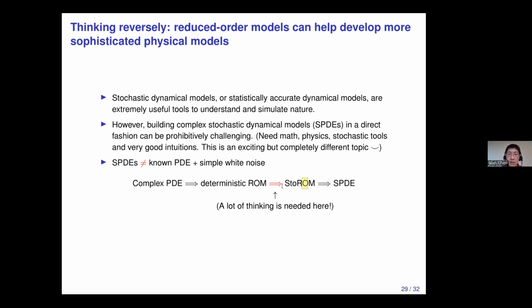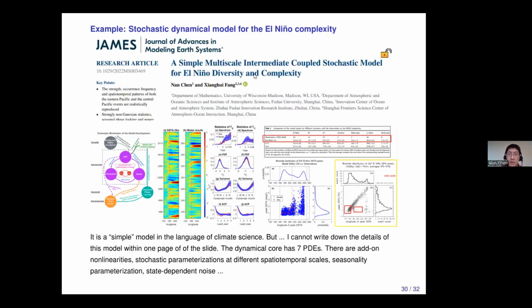I won't show any details, but I do want to show, so we had this paper, which is the first paper we can describe its diversity and complexity. We call that a simple model, but simple is in the language of climate science. I can't write down the equations because it has 7 complicated PDEs and a lot of add-on nonlinearity, stochastic parameterization, and multi-scale features, dependent noise. So I tried to put everything on one page, but I failed.